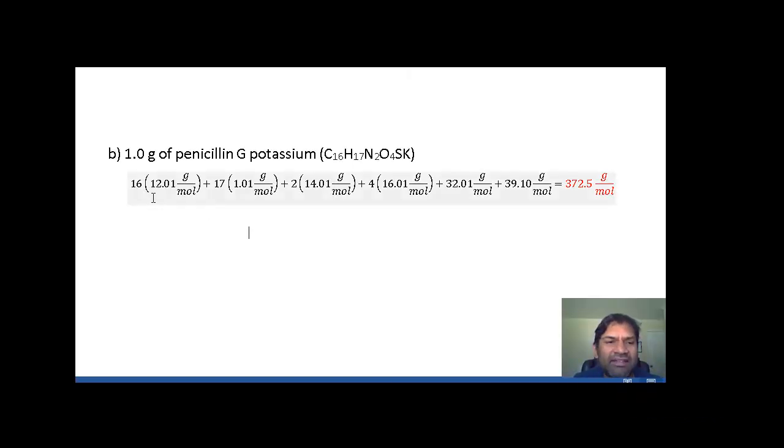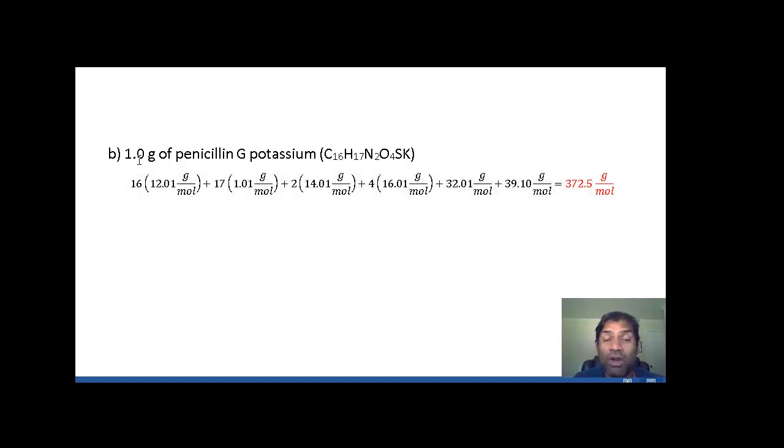I went ahead and did that. This would be for carbon, and I've got 16 of those. This would be for hydrogen. Nitrogen, we have 2 of those, 17 hydrogens, 4 oxygens. This should be for the sulfur, and that should be for the potassium. Adding them all up on my calculator, I'm getting about 372.5 grams per mole.